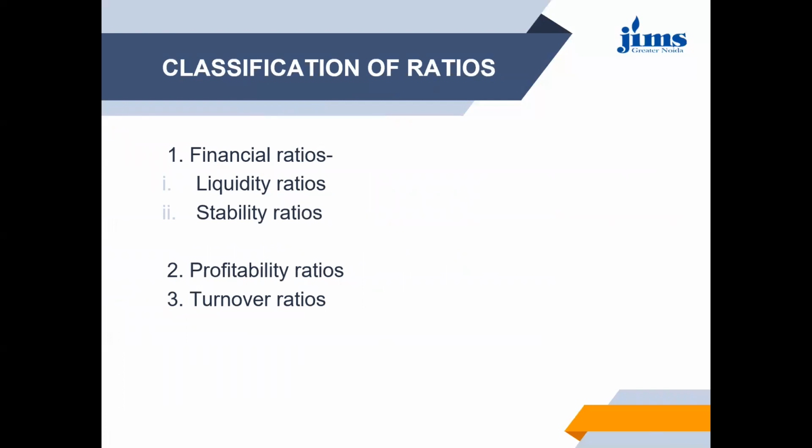Now coming to the important part of ratios, which is classification of ratios. Basically, it is broadly classified into 3 categories. One is financial ratios, profitability ratios, and turnover ratios. Financial ratios are further divided into liquidity ratios and stability ratios.